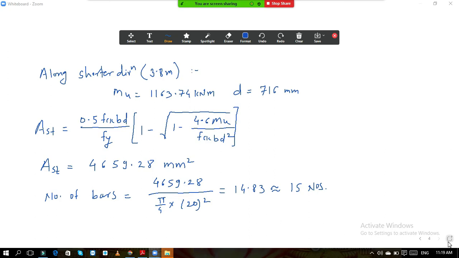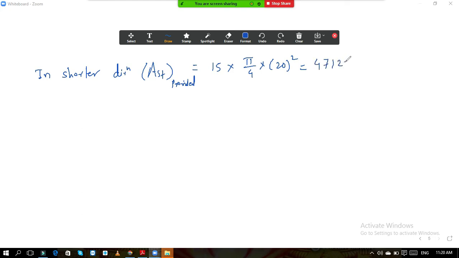Okay. So what is Ast provided in shorter direction? In shorter direction, Ast provided is equal to again 15 into pi by 4 into 20 square. So the answer is 4712.38 mm square. So this is the Ast provided in shorter direction.